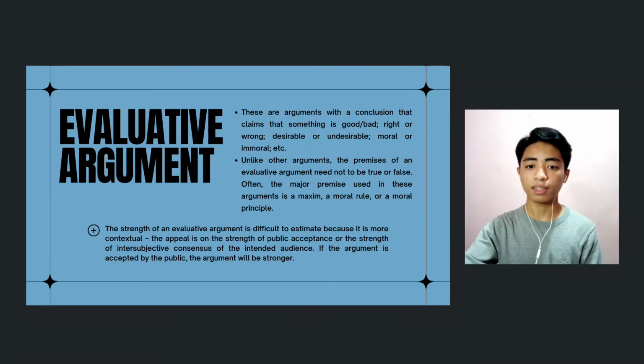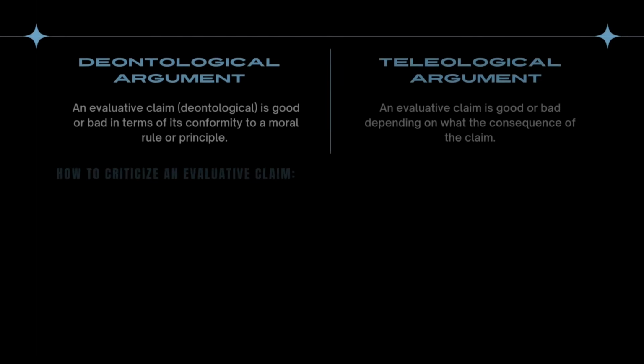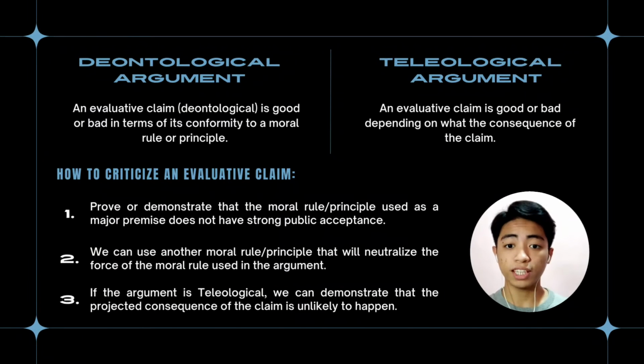The moral rule or principle in the major premise cannot be falsified because evaluative arguments have no truth value. It is not a measure of truthfulness or falsehood of an argument, but it is about audience acceptability and intersubjective consensus. How can we criticize an evaluative claim?